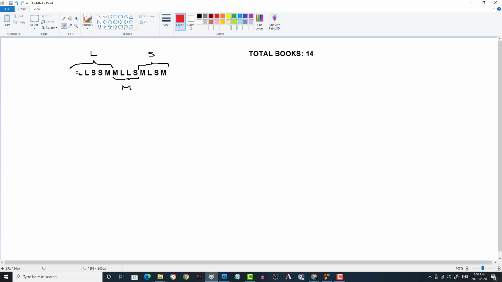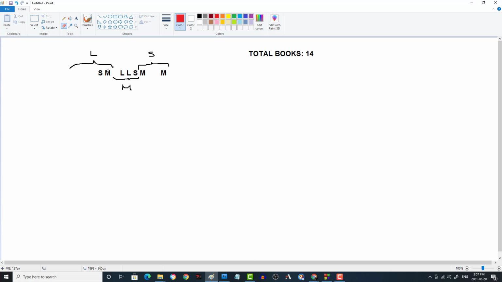Okay, so L, these are correct. Don't really care about these. This M, don't really care about this one. This S, don't care about that, because they're in the correct order. Now I could swap this S with this L and they would be in the correct order. So let's take those away, and that represents one swap.